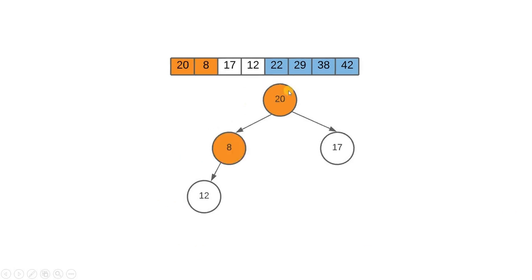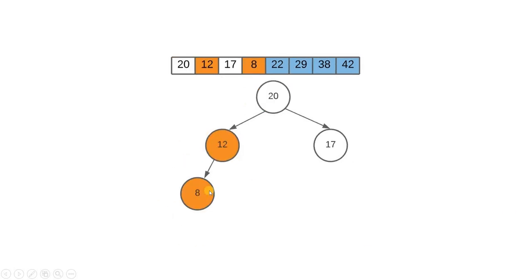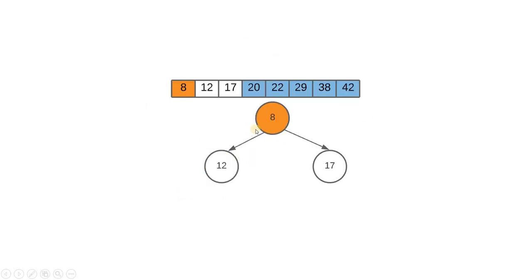Okay, recreate the max heap. Yeah, okay. 12 and 8. We now have the heap again. Okay, now we'll swap 8 and 20. Okay, so 20 is now sorted over there.